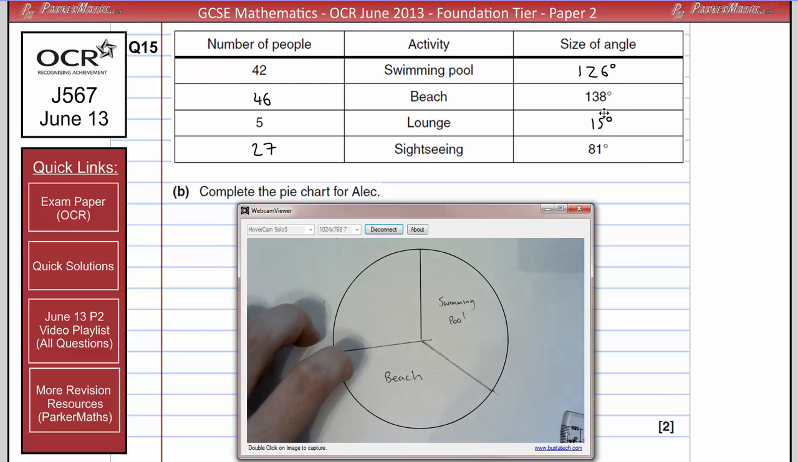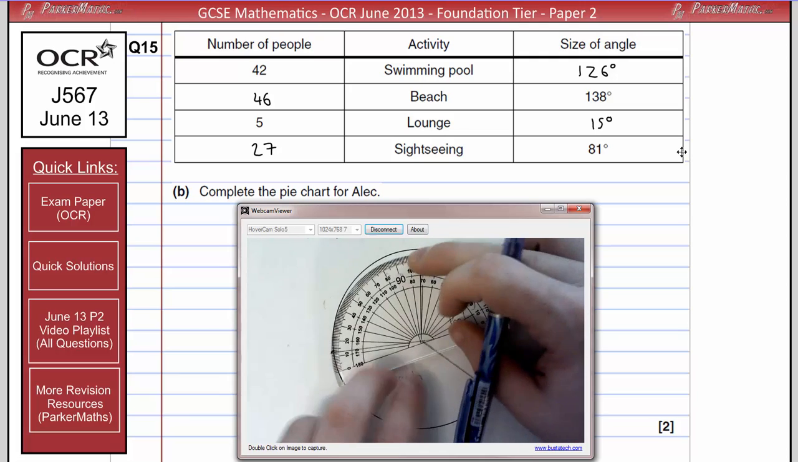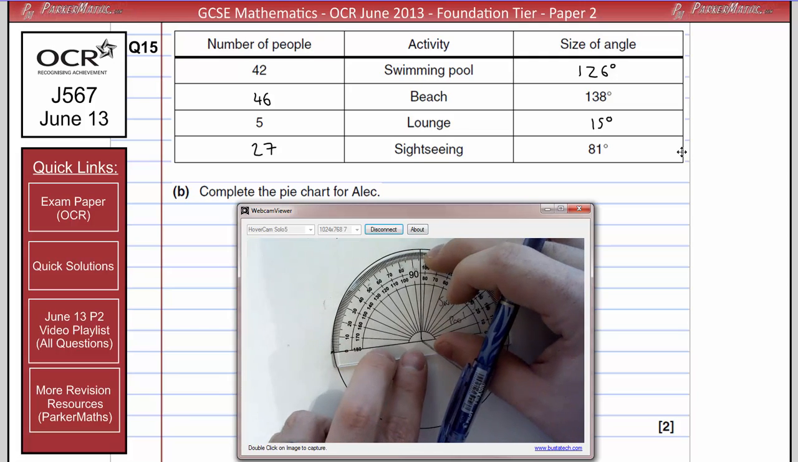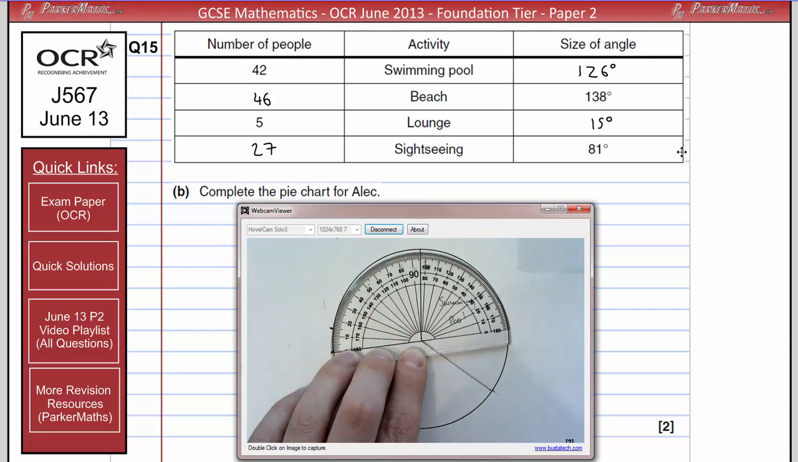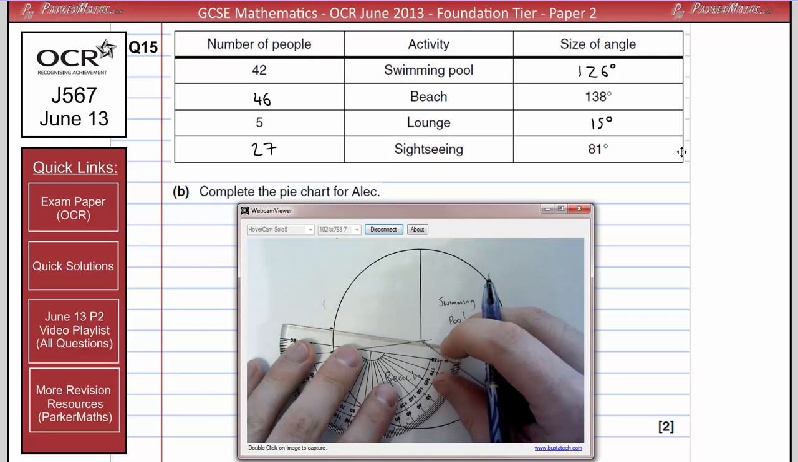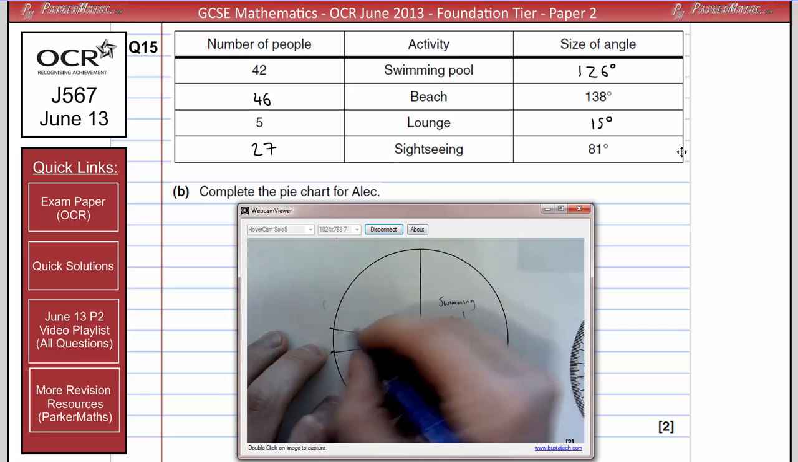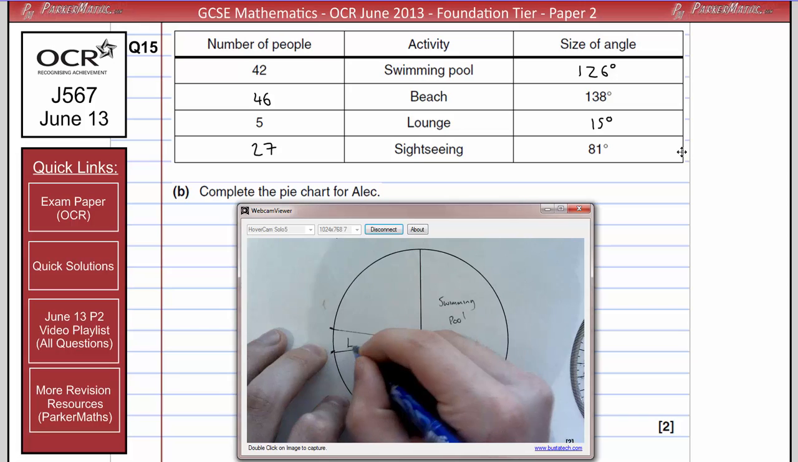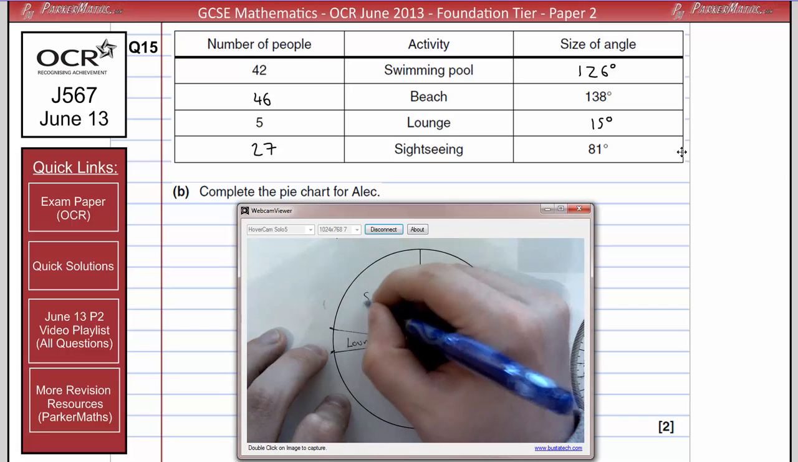The next angle we're going to draw is the 15 degrees. So once again, put your protractor on the line you've just drawn, and we'll mark off 15 degrees just there. Join it up to the middle of your pie chart again, and that is going to represent lounge. So the last section should be sightseeing.